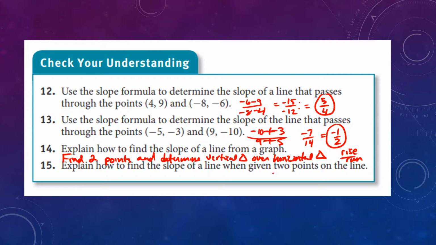And when we're given 2 points, we don't want to take the time to draw a graph, so we're going to use the formula. So our slope will equal the second y coordinate minus the first one over the second x coordinate minus the first one. So we're finding the change in y, or vertical change, over the change in x, or the change in the dependent over the change in the independent variable.